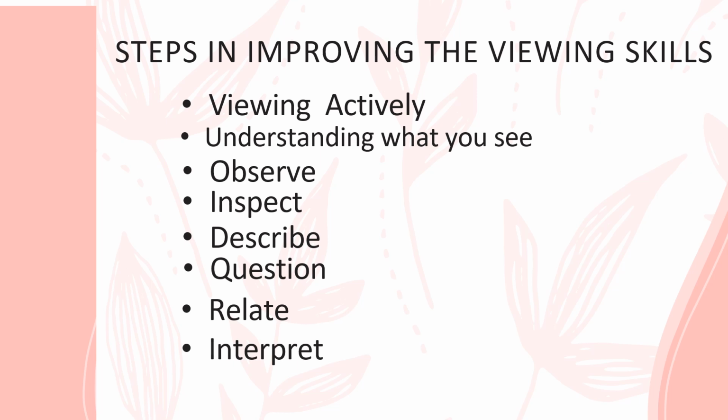Number two, understanding what you see. Before you can derive meaning from an image, you must understand it. So the most important thing that we can do is to understand what we can see, because it involves a process of observation, inspection, description, questioning, relating, and interpreting. Each step will help you think more critically about what you are viewing.